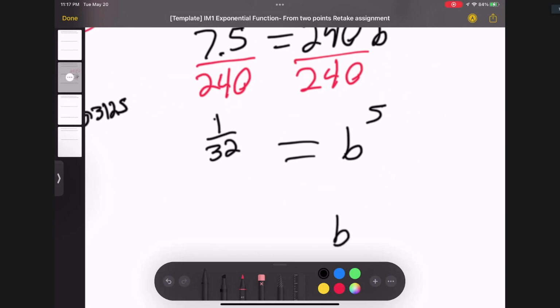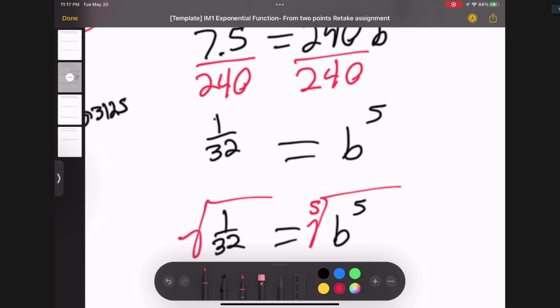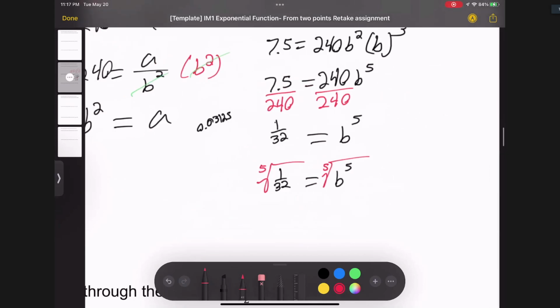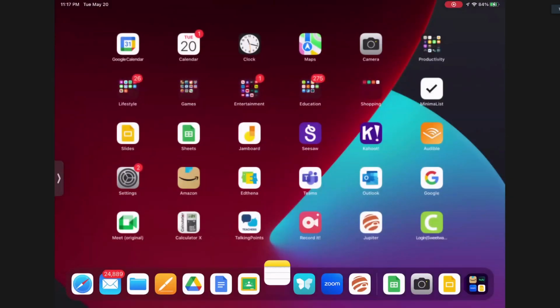So we're going to see b to the power of 5 is equal to 1 divided by 32. Then we're going to use the radical symbol, and we're going to have the fifth root, that 5. I can't write a 5 right now, it's moving. I have to do the fifth root on both sides. So b is going to be equal to, if I were to plug it into the calculator, that's not sponsored.